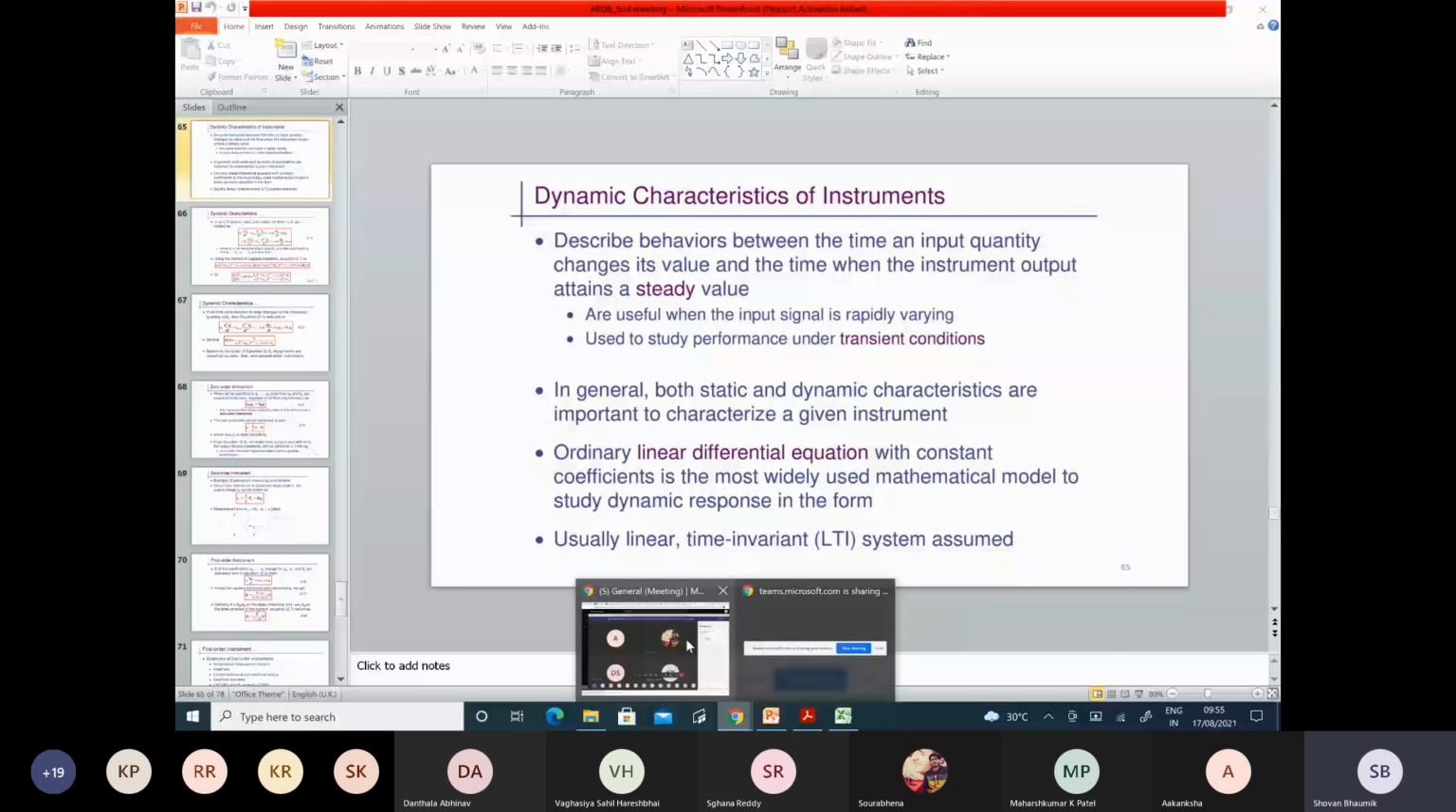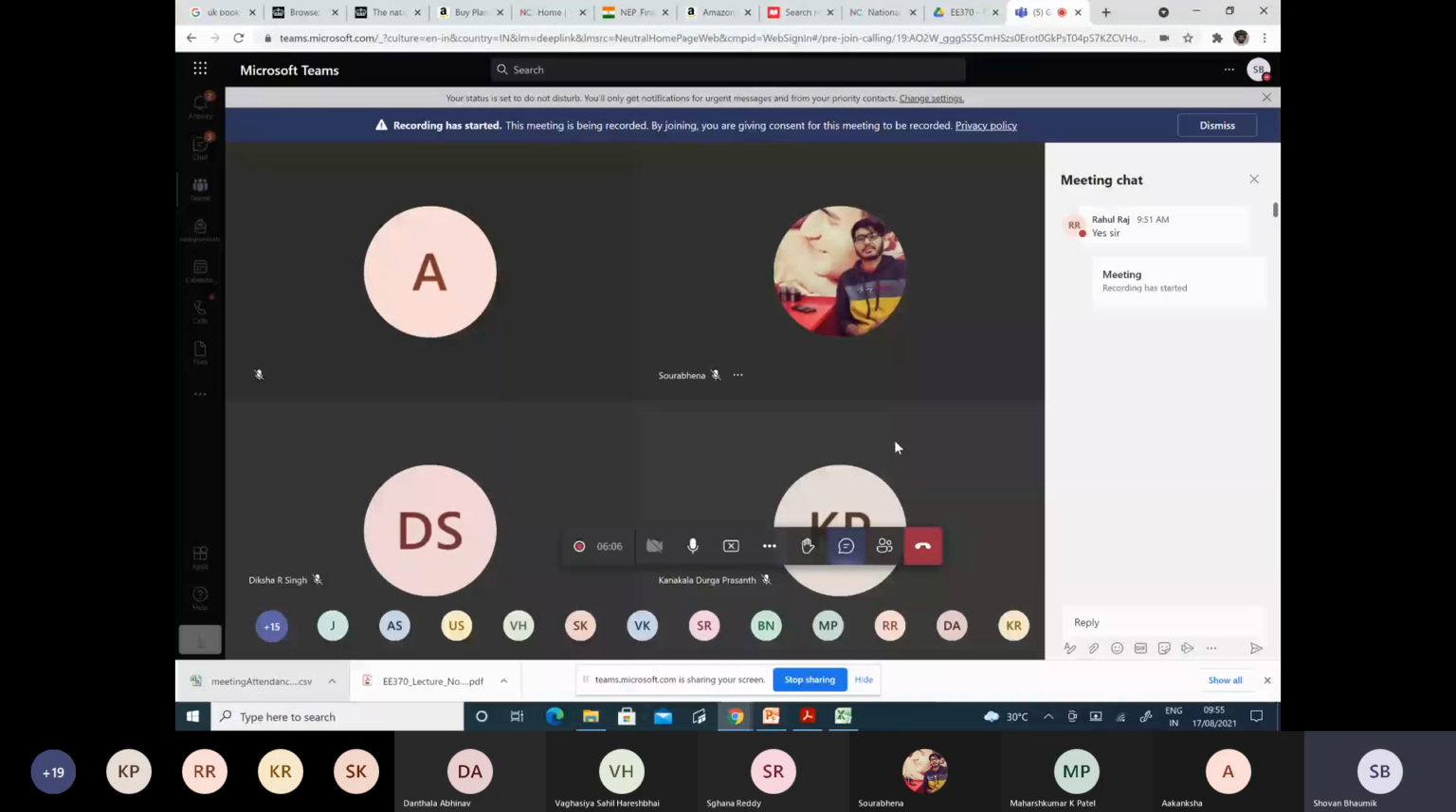Or if you have any query, this is an introduction on why we need dynamic characteristics, or in other words, why we need to model a measuring system with the help of a differential equation or in the Laplace transform, or we need to model the measuring system, or we need to know the transfer function of the measuring system more precisely. Okay, fine. So very good.